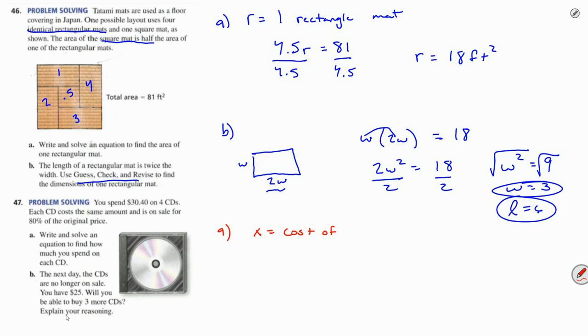Cost of CD, right? The thing you also got to know is this is discounted, because we're going to go just 4x equals 30.40. So if we go 30.40 divided by 4, divide by 4, divide by 4, we get x equals $7.60, right, is what we spent on each one. This 80% doesn't altogether bother us, right?